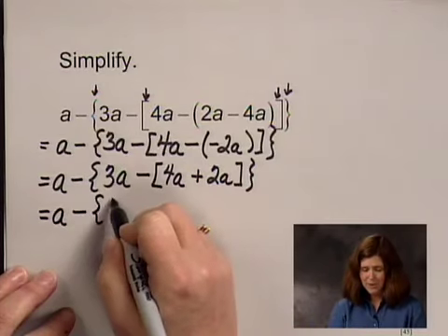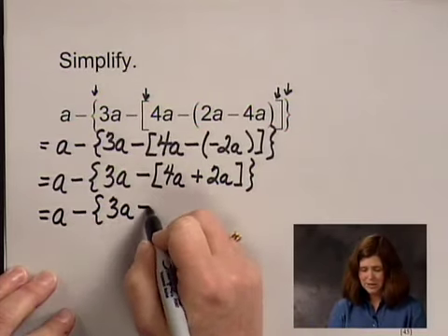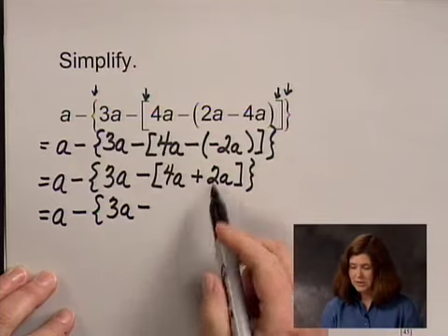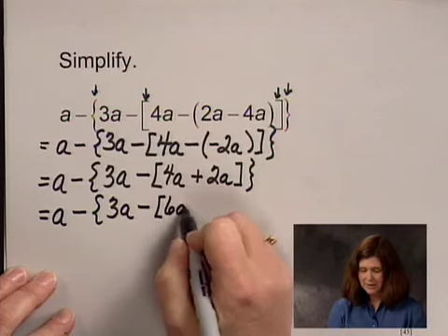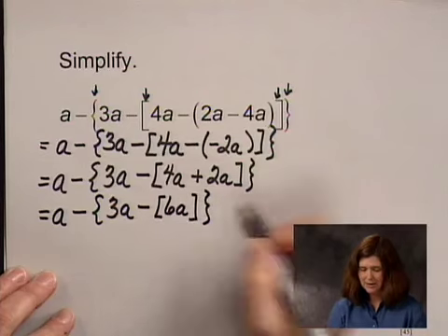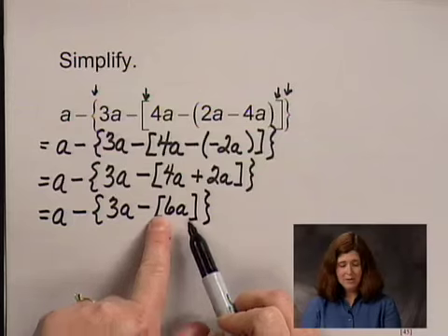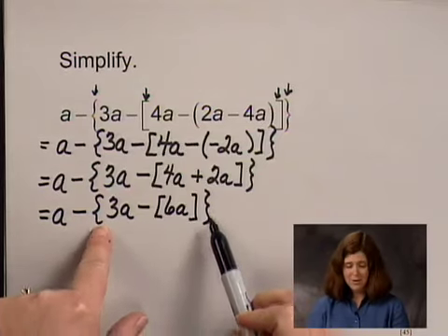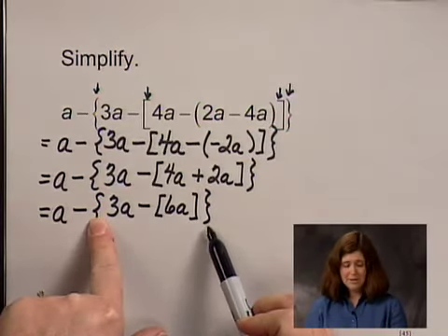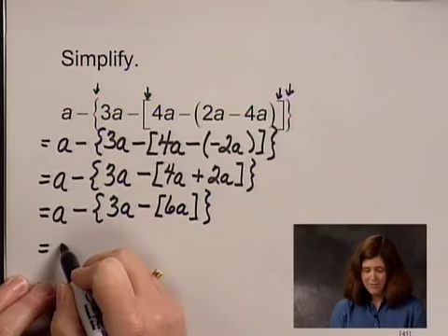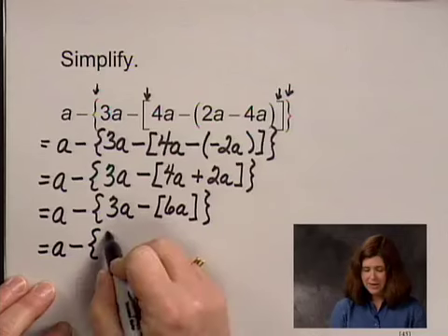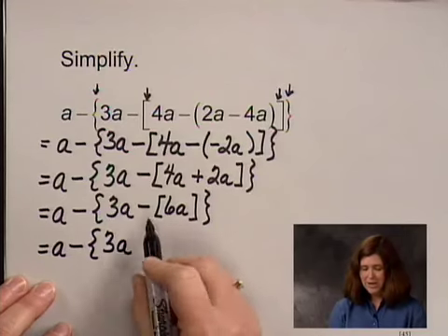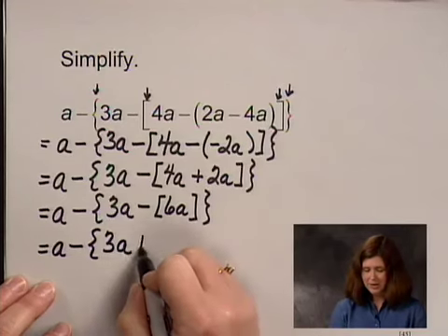A minus, a copy of what I'm not going to change. And 4a plus 2a is 6a. And I've simplified there. Now I'm going to simplify again inside the braces, which are my remaining set of grouping symbols. I have a minus, I have 3a plus the opposite of 6a.